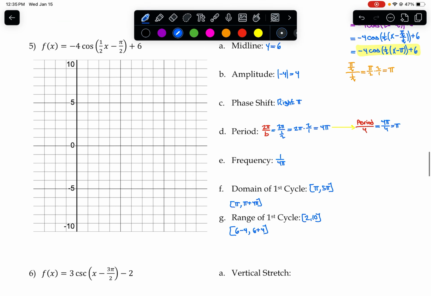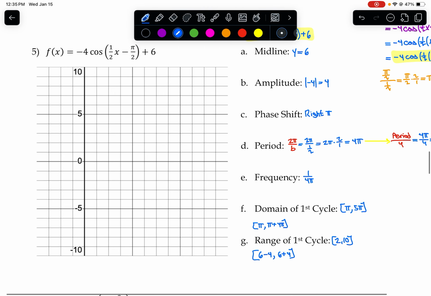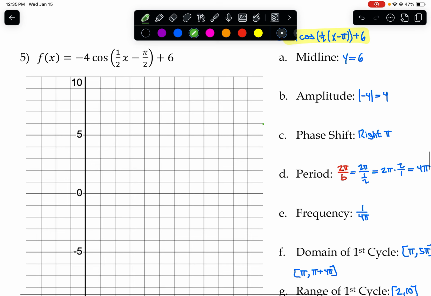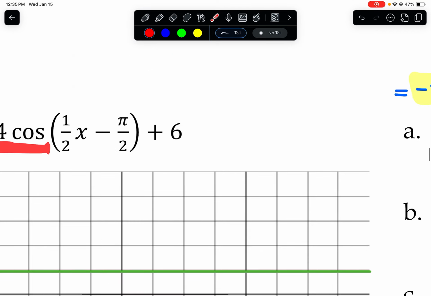All right, so now that we have all the attributes, now let's go ahead and graph everything. So start with the midline at positive 6. I almost did negative 6. Whoops. All right, and then we're going to use our direction. So notice how we have a negative cosine. So positive cosine starts at high, then goes to mid, low, mid, high. Negative cosine, that means we're going to start low, mid, high, mid, low.